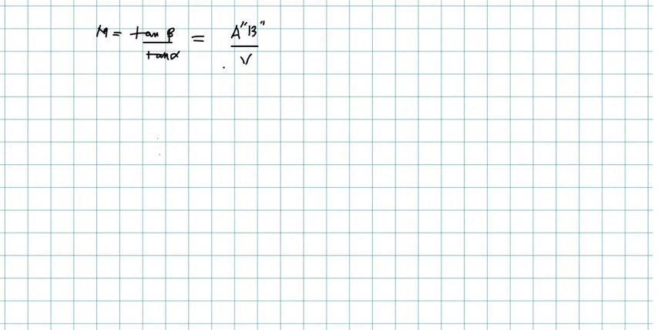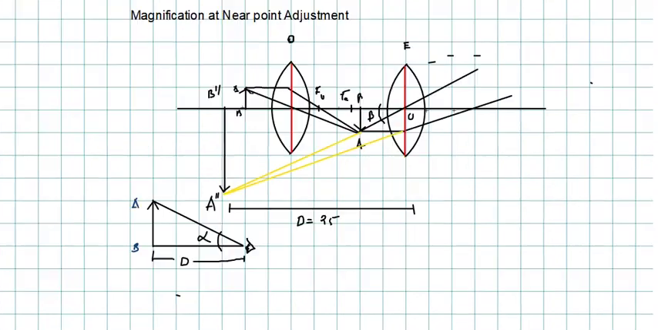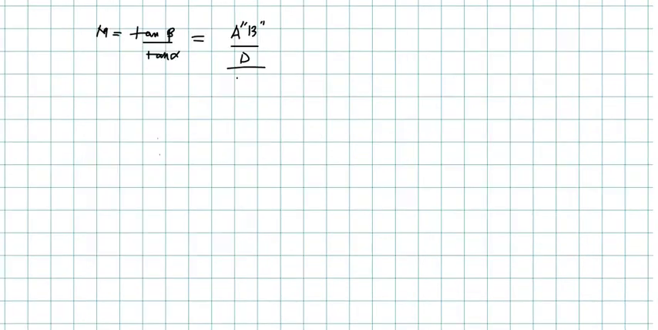And for alpha, let us take this D for now. It would be AB by D only. So these two cancel out: D and D cancel out. And we get A double prime B double prime by AB.